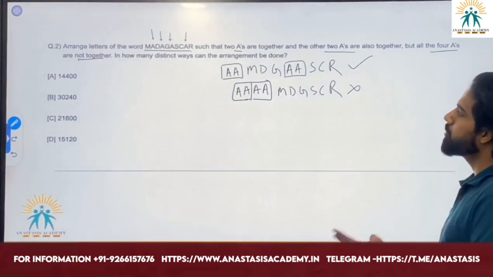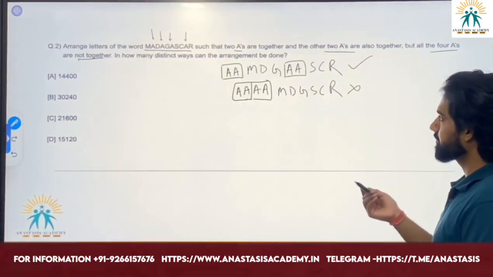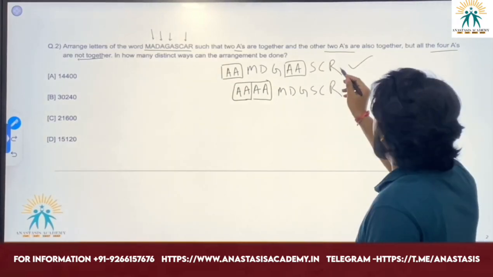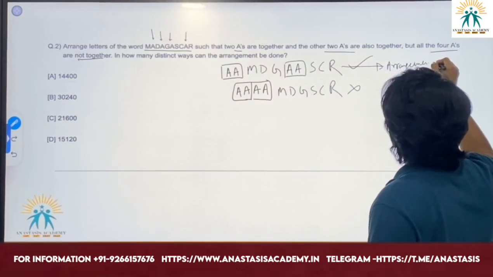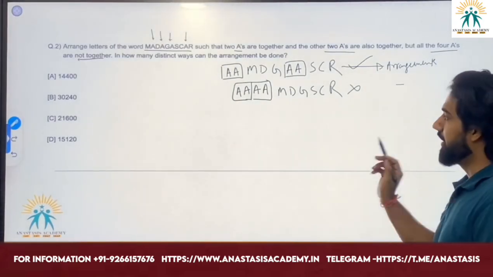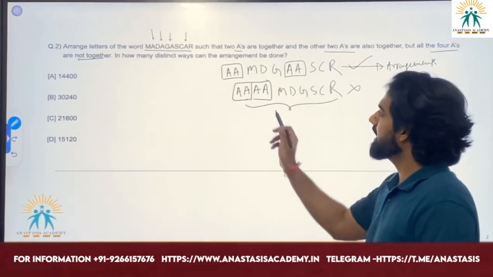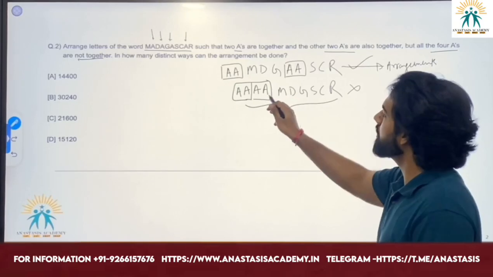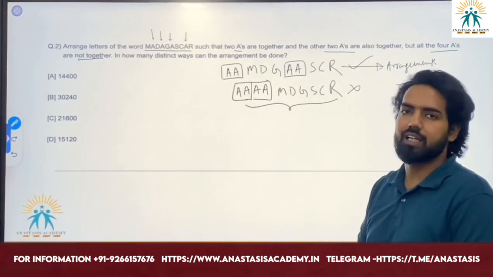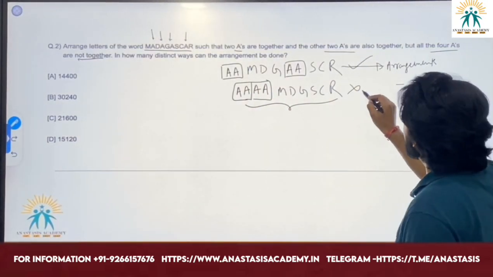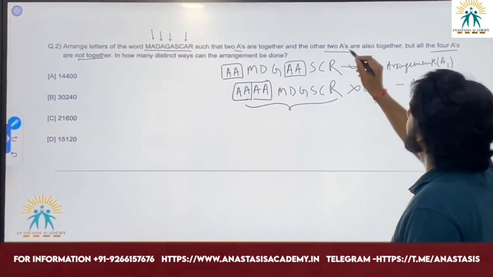I can have this arrangement where two A's are together and the other two A's are also together, but the four A's should not be together. So what I can do is find the arrangement of these letters. This is the total arrangements of these letters, and then subtract the number of arrangements of this setup, because in this setup all four A's are together. The total arrangements will include when this packet and this packet are not together, and also when they are together, that is this case. So I have to subtract the arrangements of the second type from the arrangements of the first type.